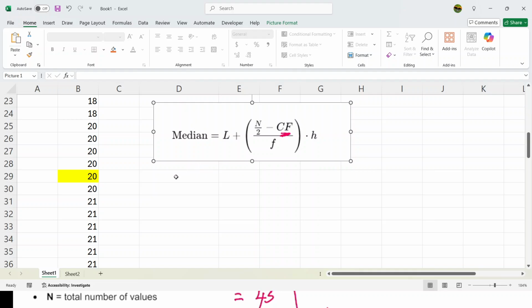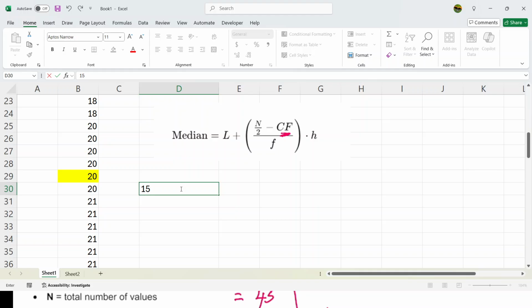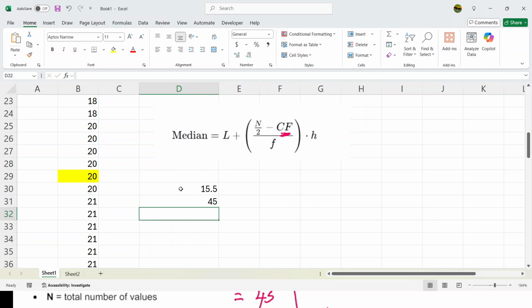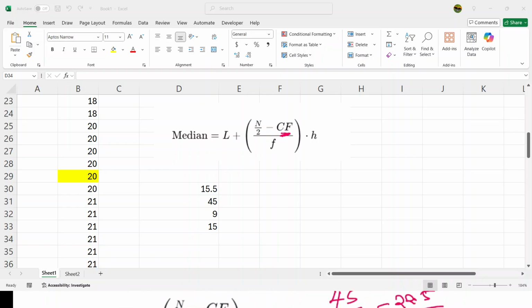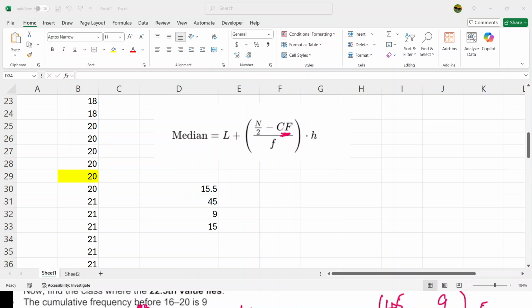This is the formula. We have calculated our L, the lowest, which is 15.5. Our N, we know, is 45. Our CF, we know, is 9. And then our F is 15. If we go back to this, we said for us to get... where was I? Yes, where is the cumulative frequency? It's here. And let me wrap all this again.